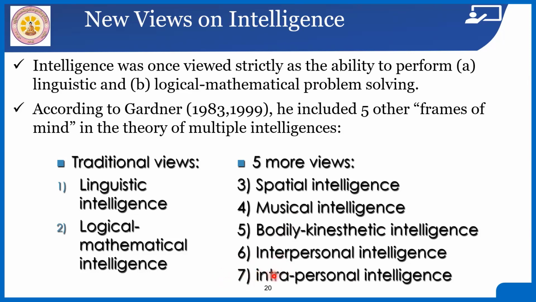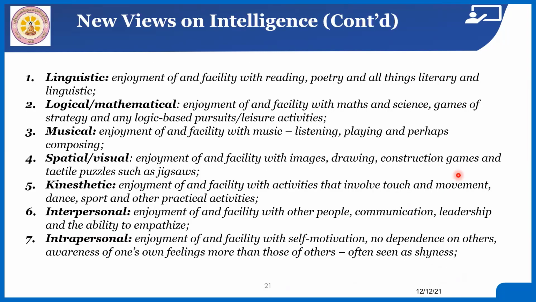And number 7, intrapersonal intelligence. People with this kind of intelligence are very self-aware, or we can say they can learn very quickly based on themselves. That means they are independent learners. So here are the details about each one, right? Okay, for the new views on intelligence, here I can read for you.